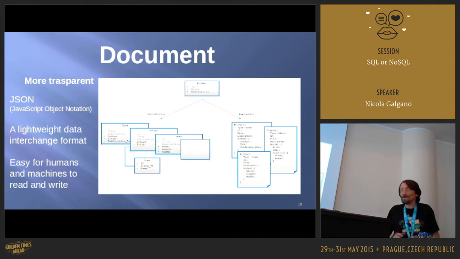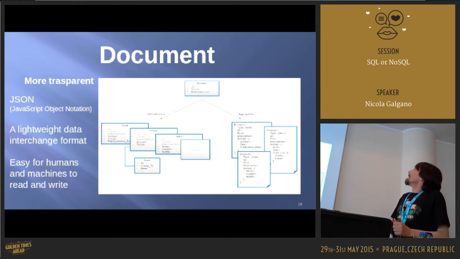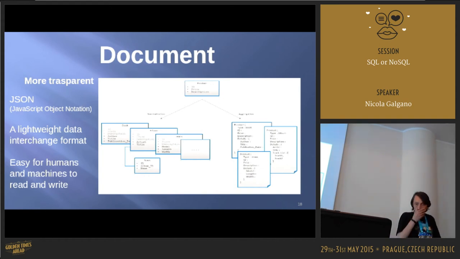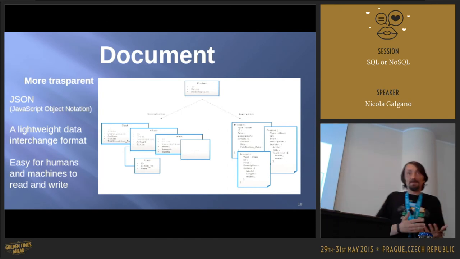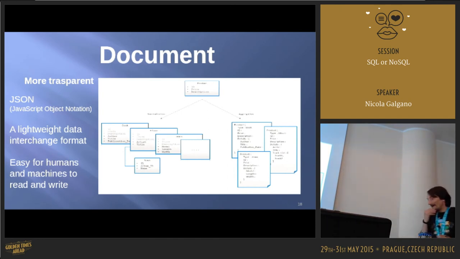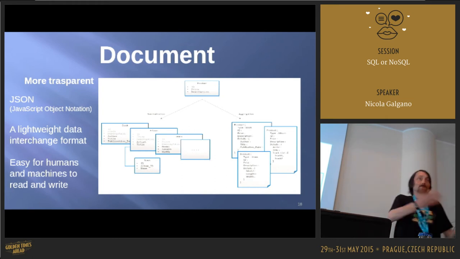Another step is the document data store. The document data store is a little bit more transparent than key value store, and is based upon the JSON that all of you know better than me.